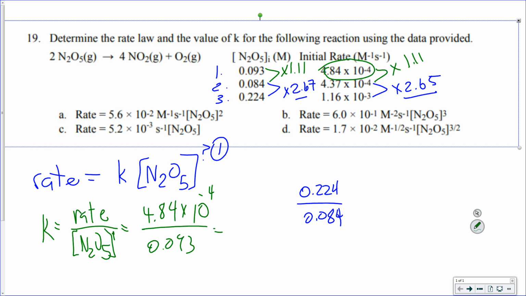And that gives me the rate constant. So now this is the value for K. We know the order's 1, so C's our correct answer.